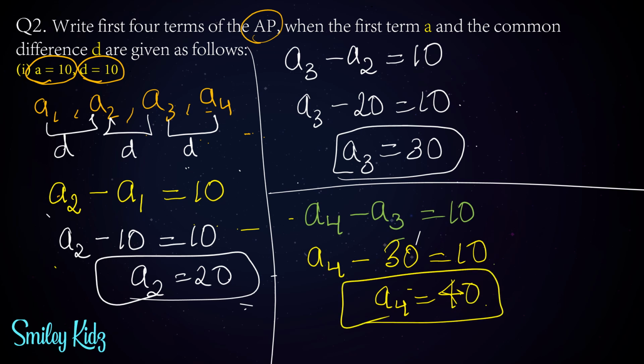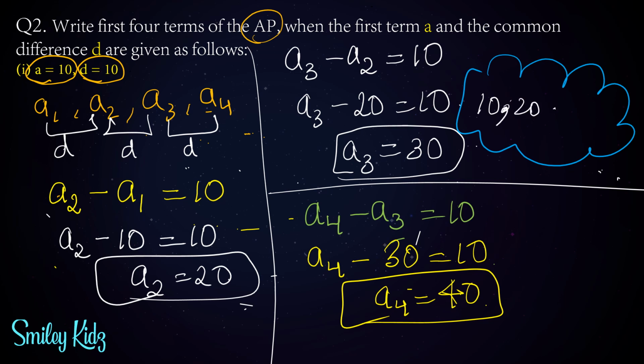Now what is my series? The series is 10, 20, 30, 40. These are my first 4 terms in the series of the AP, where I was given the first term A and the common difference D, and I was able to find the next 3 terms.